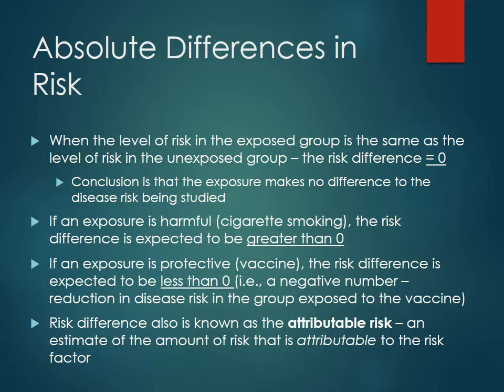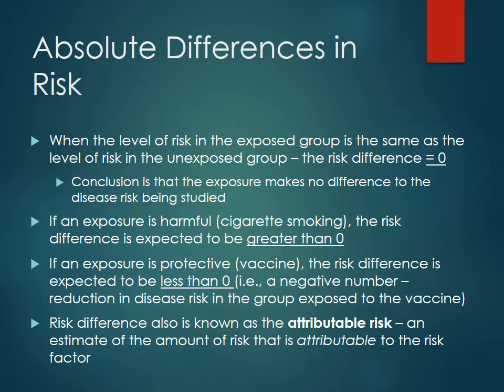So when the level of risk in the exposed group is the same as the level of risk in the unexposed group, what's your difference going to be? 0, right? Because if 10% died in one group, 10% died in the unexposed group, it's going to be 10 minus 10, thus you get 0, right? So the conclusion here is that the exposure makes no difference to the disease risk being studied. Whatever risk factor I was looking at had no effect on the actual incidence of the disease, the outcome actually occurring.